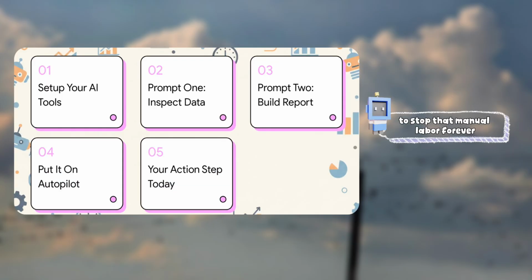To stop that manual labor forever, here is our agenda. 1. Stop pulling data manually. 2. Set up your AI tools. 3. Prompt 1 to inspect data. 4. Prompt 2 to build your report. 5. Put it all on autopilot. And 6. Your action step for today. To kick things off, here is what this looks like in practice.